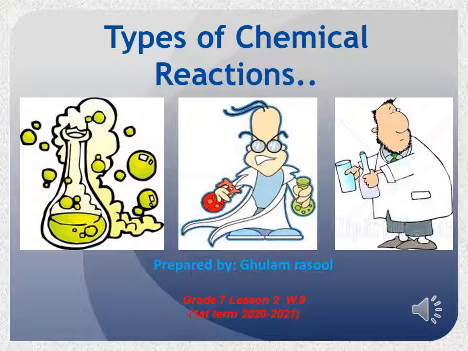As you know, we are studying chapter number 6 of our syllabus, Simple Chemical Reactions. And we are going to start again the topic of this chapter: types of chemical reaction. Today we will study the remaining types of chemical reaction, and those are displacement reaction and combustion reaction.